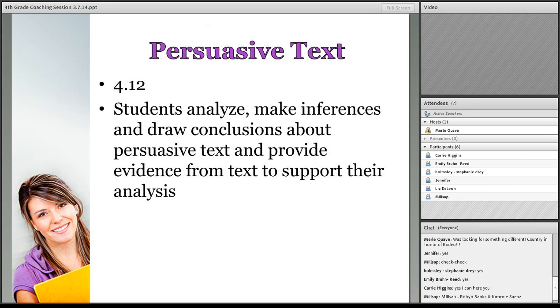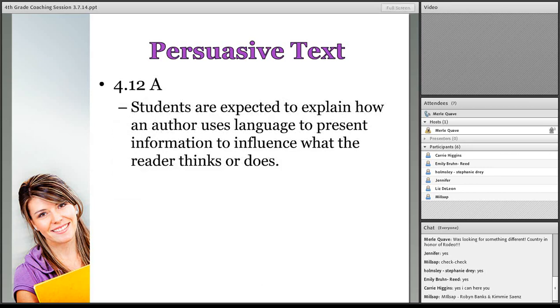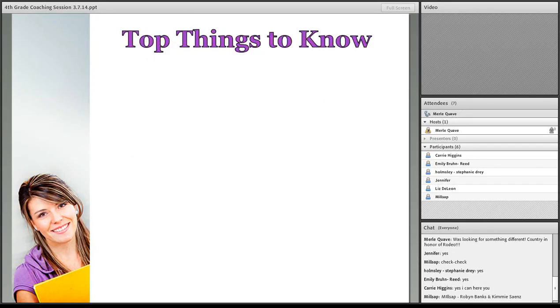Persuasive text, the persuasive reading unit. Of course, for fourth grade, they've got to make inferences and draw conclusions and provide evidence for that. And also, they need to be looking at how the author is using his language, or what he's doing, what information he's including to influence the reader.